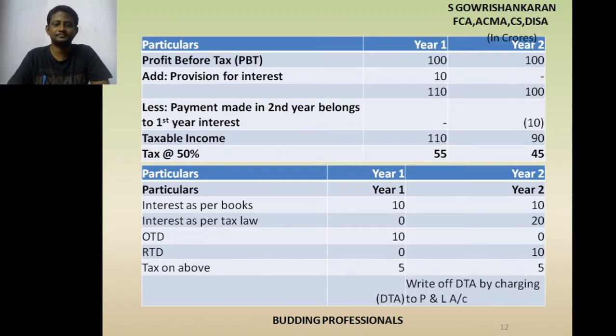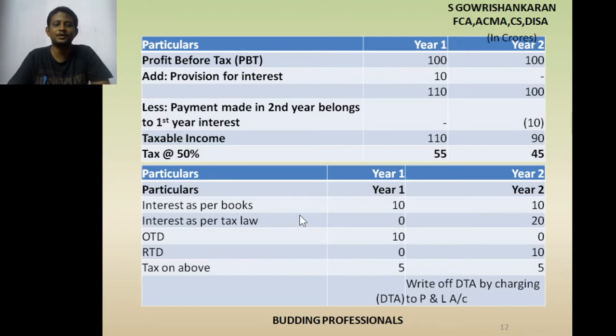Just refer to the second table. Under the second table, what happens? Particulars, year 1, year 2. Under that, just refer to year 1. Interest as per books, how much? 10 crore. But interest as per tax law, how much? 0. Why 0? It is disallowed in the first year.